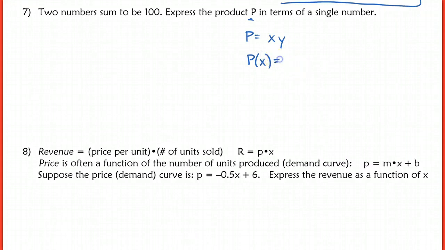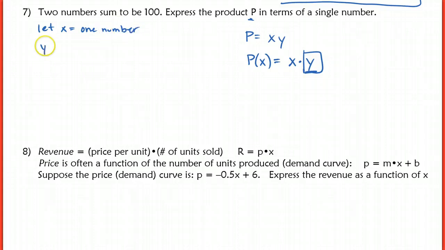So I'm going to say p of x equals x times, instead of y, I need to get rid of y. Okay? So I'm letting x and y be the two numbers, by the way. I haven't really defined any variables, sorry about that. So let's say let x equal one number and y equal the other number. Alright, so my constraint is that x plus y must equal 100.